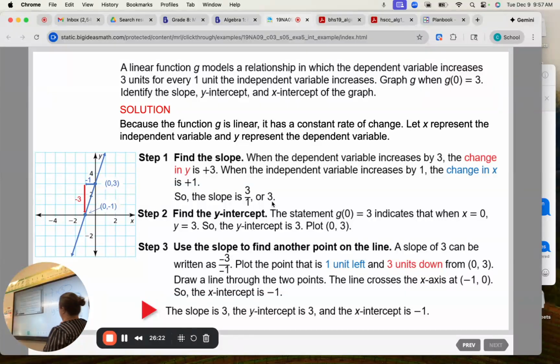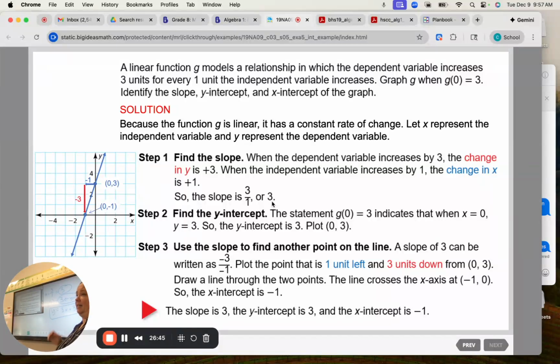Okay, so if that's my y-intercept, that's my slope. Can I now write an equation? y equals, what's my slope? 3x. What's my y-intercept? 3. So now do I have an equation of a line? Yes, and then it told you to tell me what is the slope, y-intercept, and x-intercept.